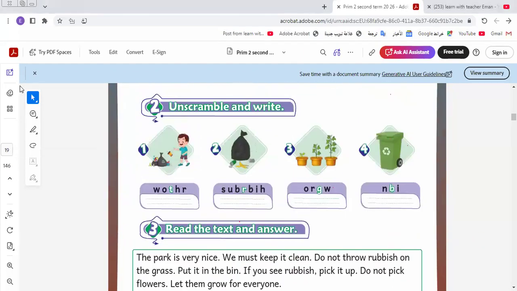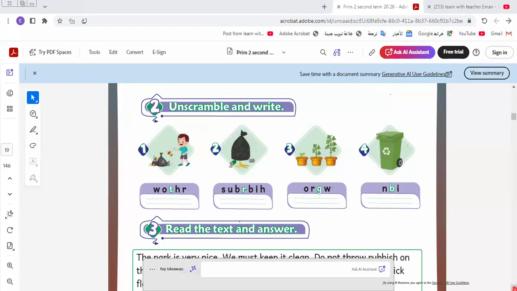Here we have throw. I answered two of them, and I will leave the rest for you to do by yourself as homework. Here is throw, and here is rubbish. I will leave the two words for you to do by yourself. Let's continue the rest of the exercise.